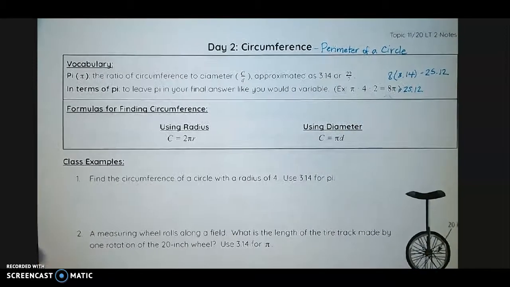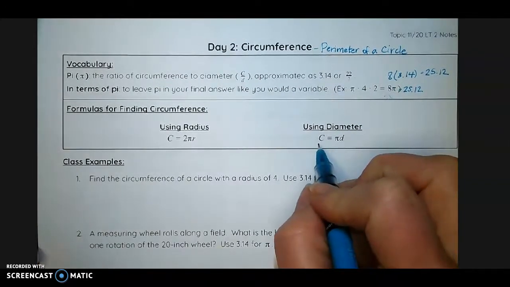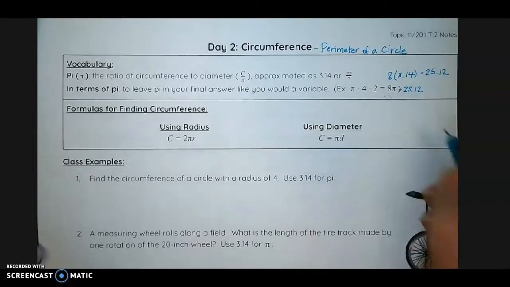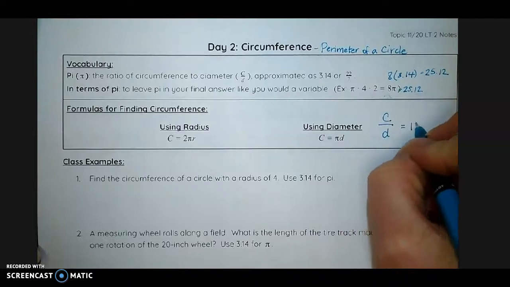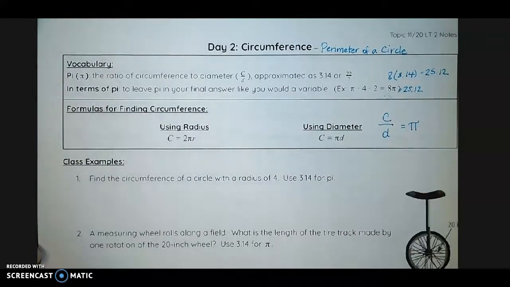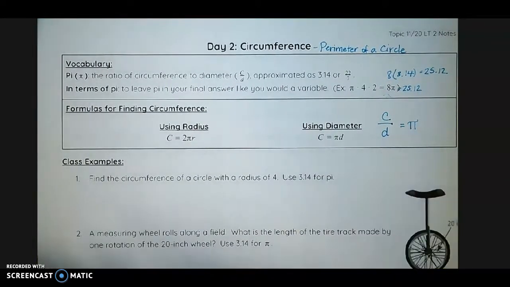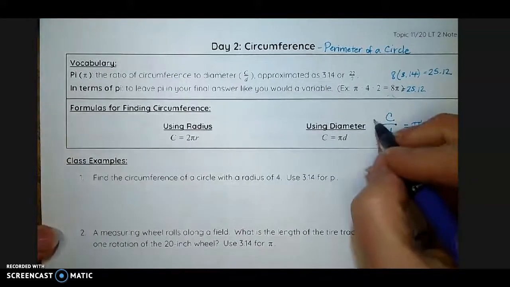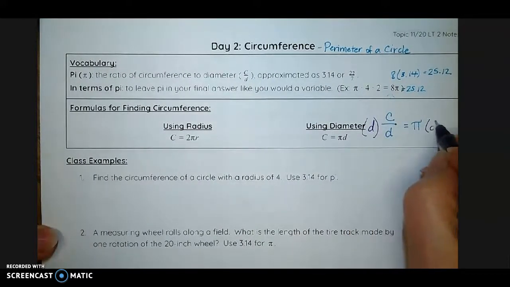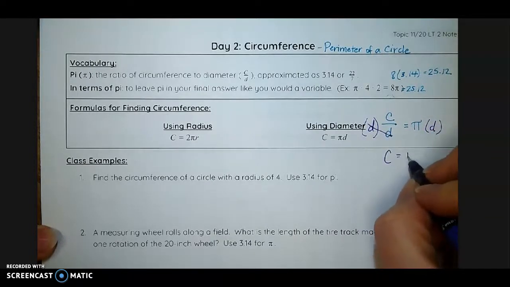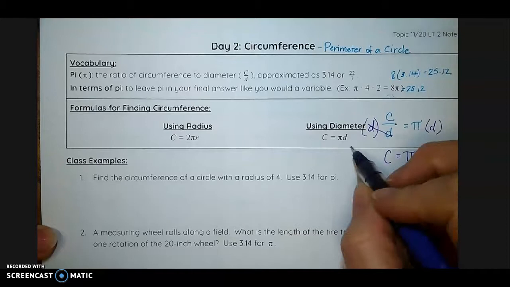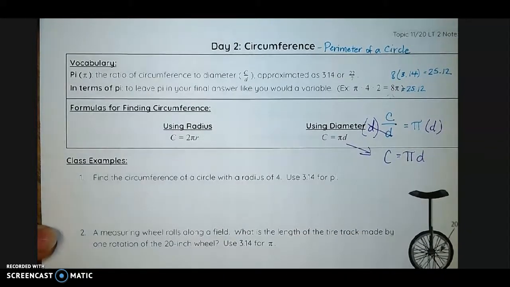So when I'm finding circumference, there's 2 different things I can do. I can do the circumference equals pi times the diameter, because remember we said circumference divided by diameter equals pi. Well, we know when we solve equations that if we're dividing by something, we can undo that by multiplying both sides. When I do that, it'll cancel over here, and I will get c equals pi times diameter, which is where we get our equation from.